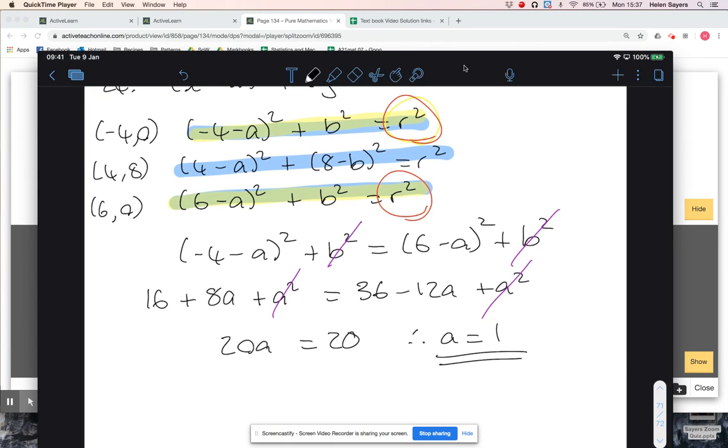Okay, so now I want to think about trying to find b or r. That's not going to be quite so easy, I don't think, but still doable. So now I know a.